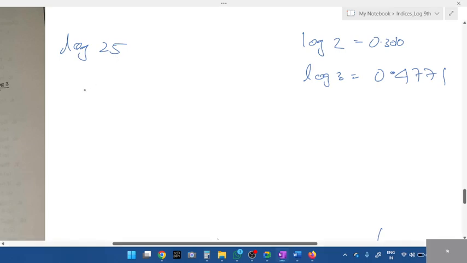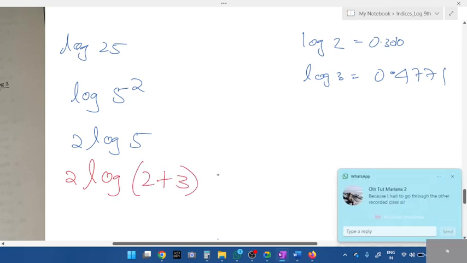Log 25. How do you convert log 25? First factorize 25. Be quick. For 25, what do you get? 5 square. What happens to the 2? Now, for 2 log 5, do we have any value for log 5, students? Log 5? See, some might think like this. Don't do all such things. Is it possible to write it like this and solve?